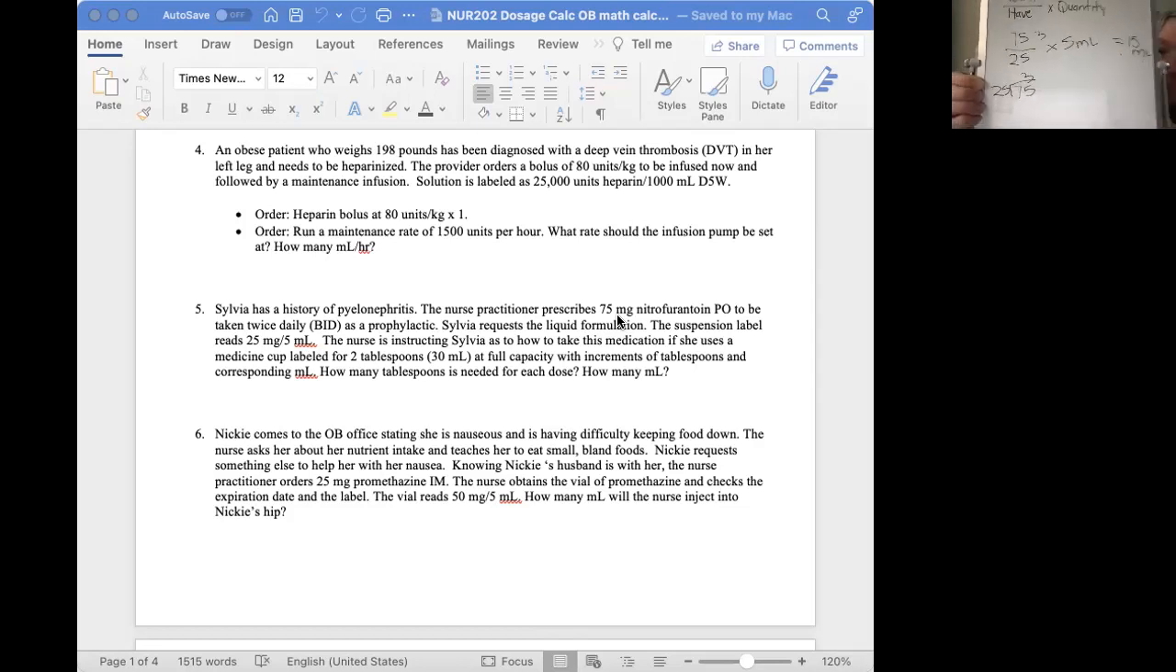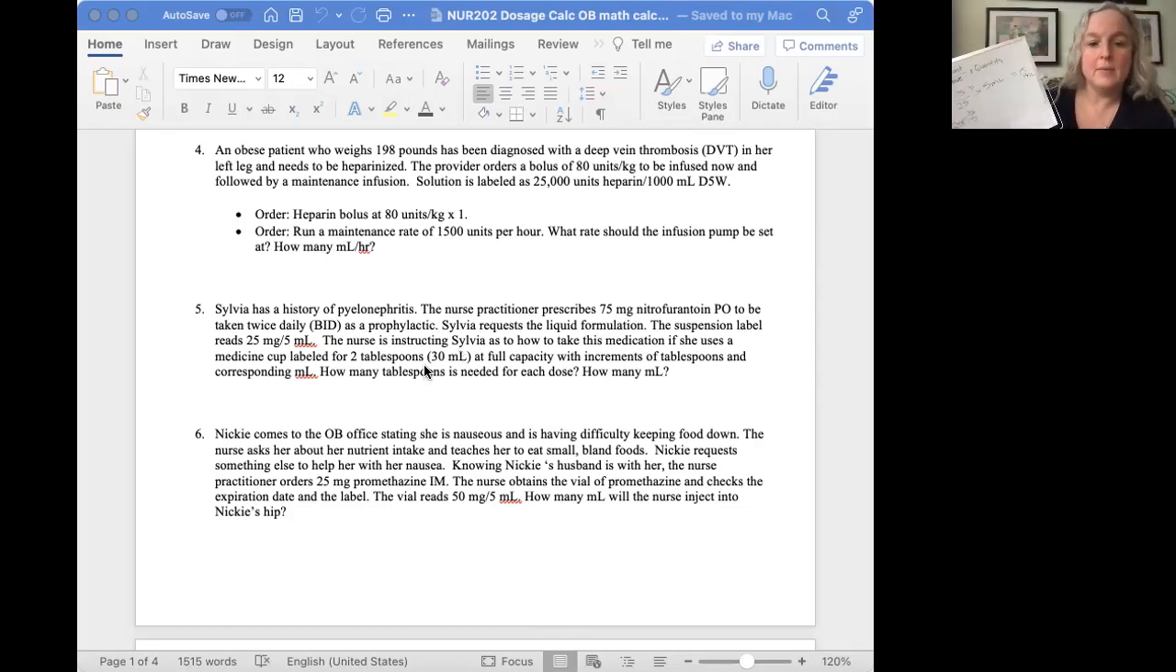Okay. And so the problem tells you that 2 tablespoons is 30 milliliters. So it already gave you a hint. So if we're going to give 15 milliliters, it asks how many tablespoons do we need? All right. If 30 milliliters is 2 tablespoons, then 15 milliliters is 1 tablespoon. And so the answer is 15 milliliters or 1 tablespoon.